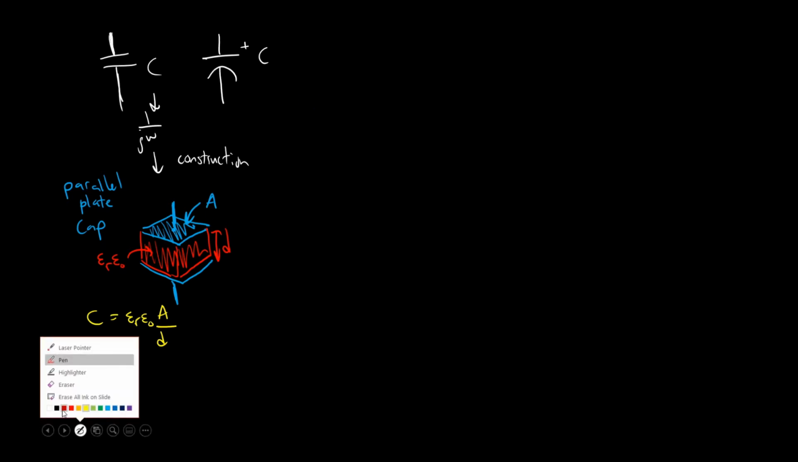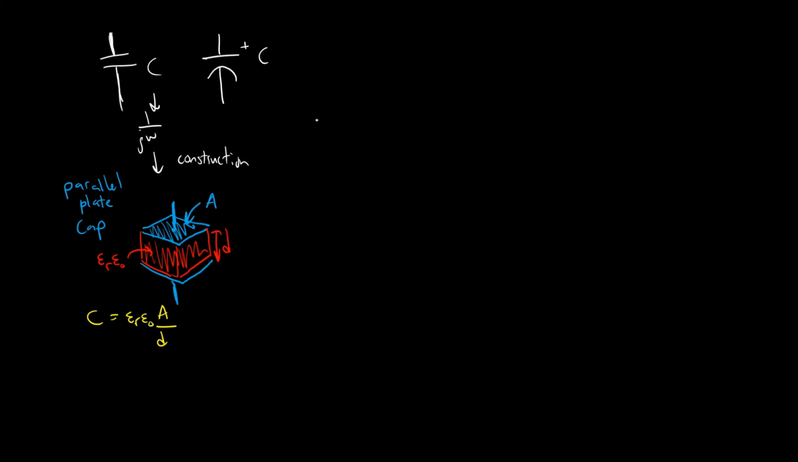So maybe a more realistic version of this capacitor involves a few more things. So one, we're using metals with finite conductivity, which means that there will be some kind of resistance associated with this capacitor. Usually we lump that into a single element, which we call the ESR, or the equivalent series resistance. Right? Finite conductivity, there's going to be some resistance.